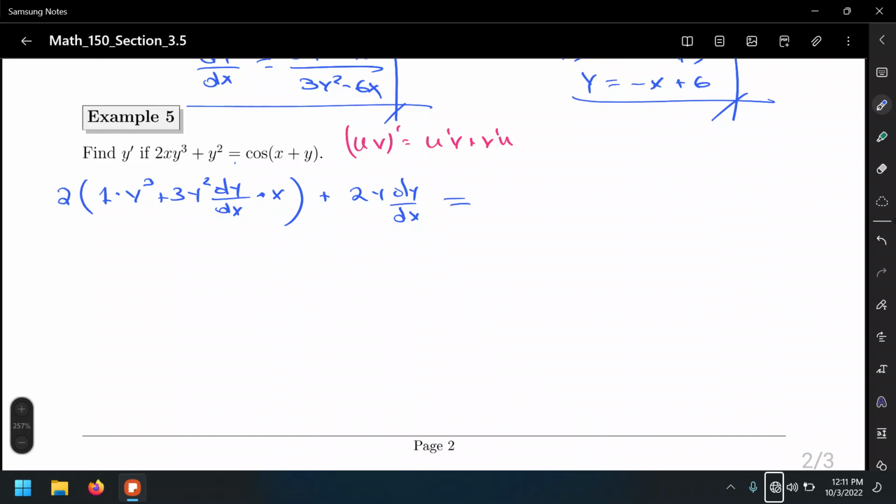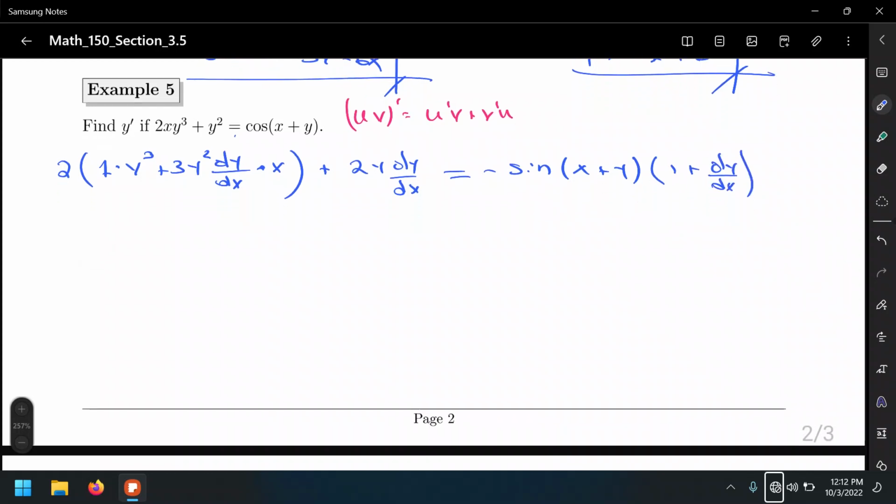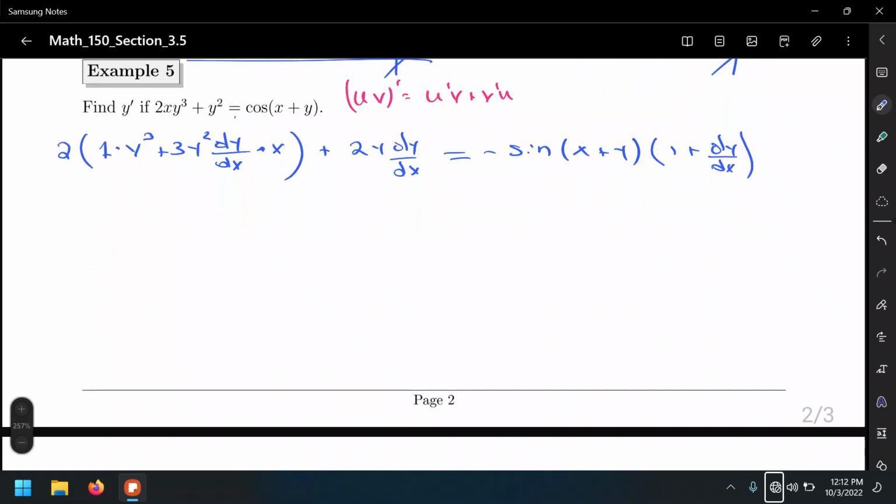So now let's differentiate the cosine function on the right hand side. What's the derivative of cosine? Negative sine of x plus y, but in this case we need a mini chain rule to differentiate x plus y. So what's the derivative of x plus y? 1 plus dy dx. Alright, so let's simplify this madness.